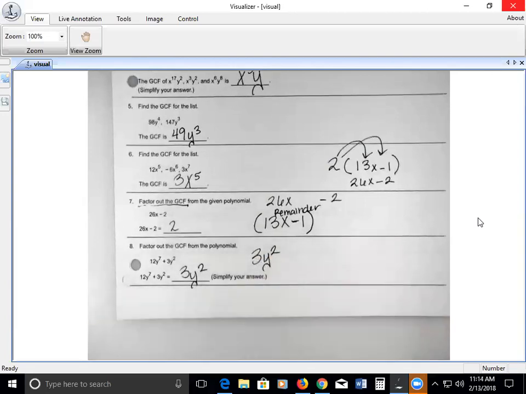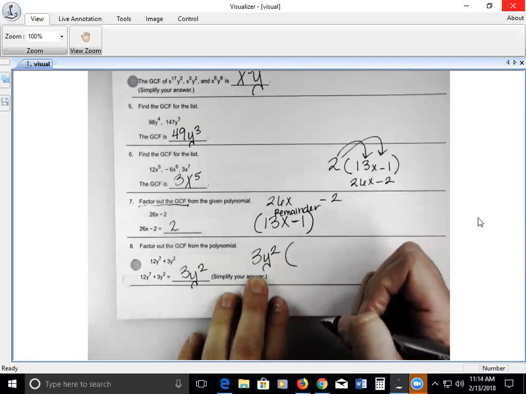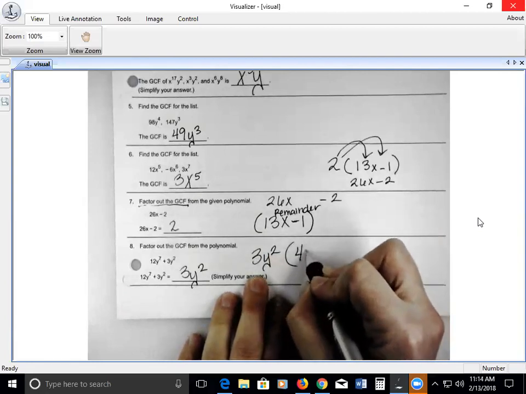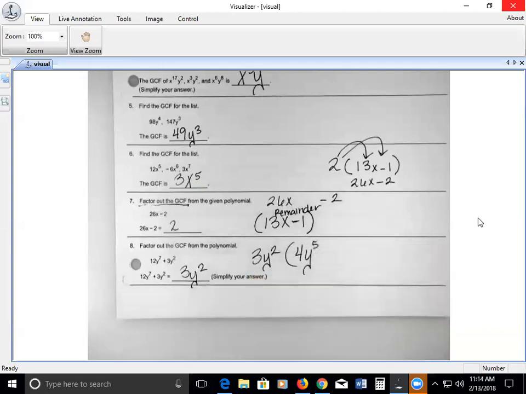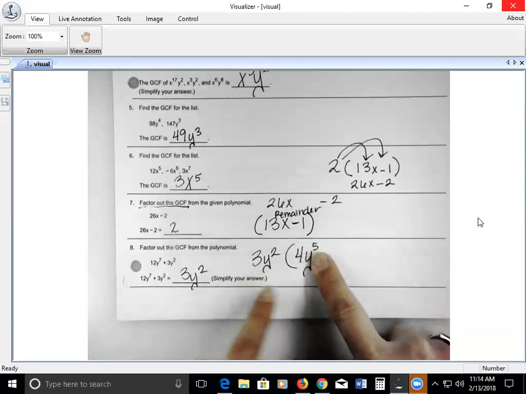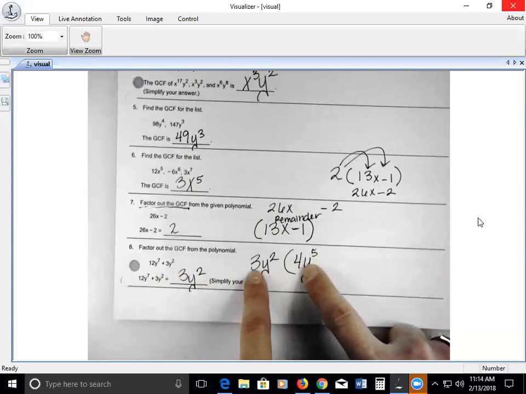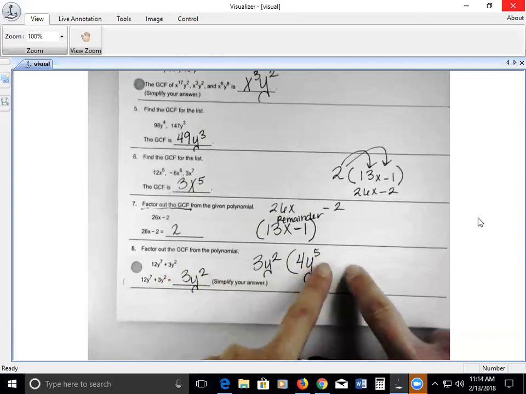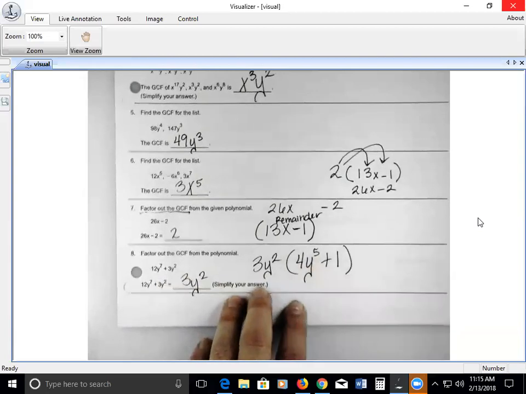I'm going to take it a step further. What is your remainder? 4y to the 5th. What do we do when we divide variables? Subtract exponents. So 7 minus 2 gives us the 5 that's located in the remainder. We have 3y squared, so we extracted a 3y squared. So what do we have left in this second position? A positive 1. Remember, it always has to hold place.